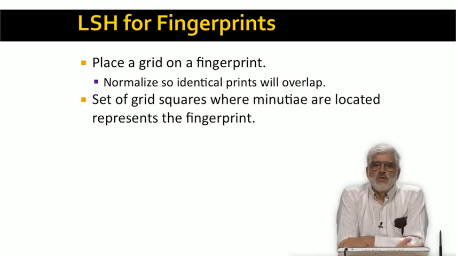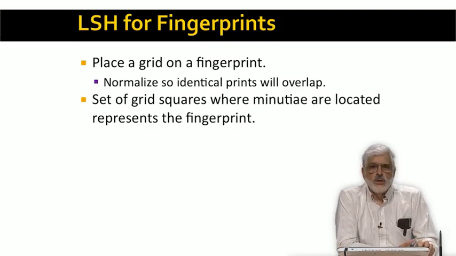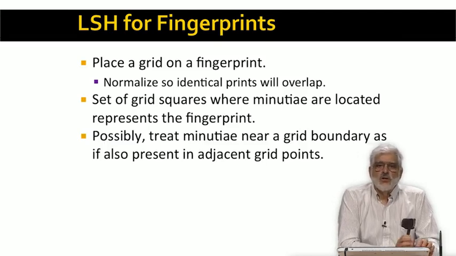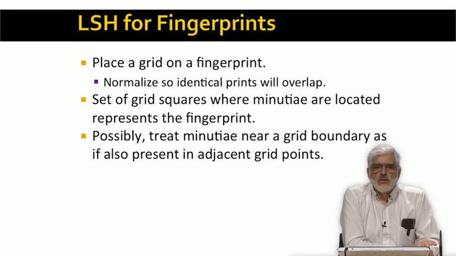Then you represent each fingerprint by the set of grid squares that contain minutiae. Since some minutiae will be right on or near a boundary, it is useful to regard such minutiae as present in the squares on both sides of the boundary. So it looks like we have reduced the problem of finding matching fingerprints to the problem of finding similar sets of grid squares that have minutiae.